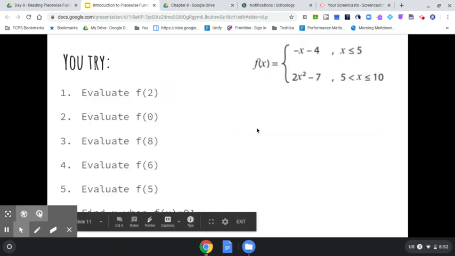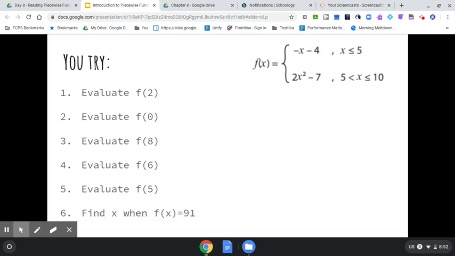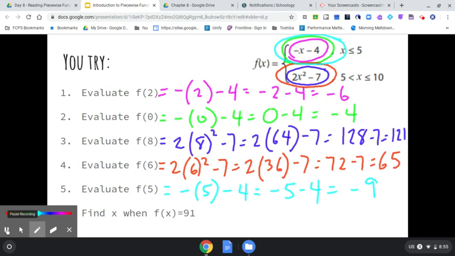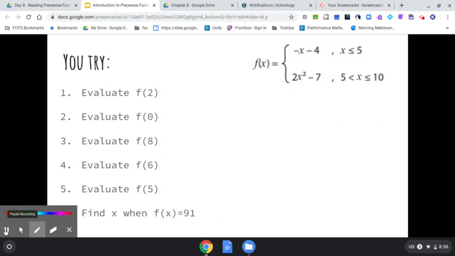Okay, the last example is a you try. So take a look at these 6 questions, pause the video, and then unpause to get those answers. Okay, here are the answers to the first 5. Okay, I'm going to go ahead and walk through the last one together.